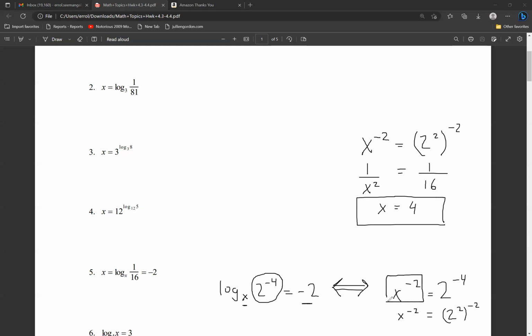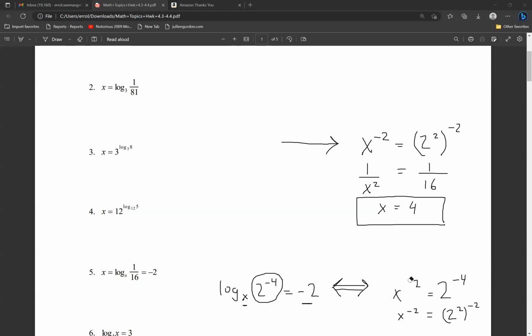X is the subscript raised to the -2. And this right here is the answer. So I equated that to 2 to the -4, which is that part right there. Then I just simplified both sides. We know that x raised to the -2 is 1 over x squared, which is this. And then the right side is 1 over 16. So if you cross multiply, x squared equals 16, so therefore x equals 4.